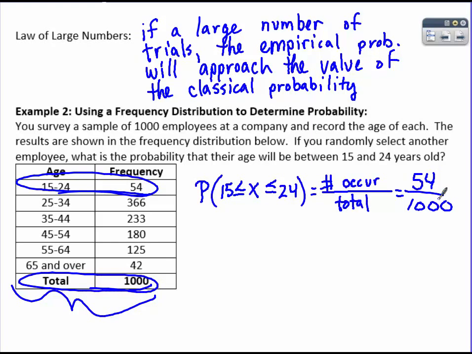It's going to break down to, I can say, at least 27 over 500. Probably not anything lower than that. If it does, that's great. You just let me know what it is, and maybe I'll give you an extra credit point. So that's example 2. So based off that, I know there's a 27 out of 500 chance that the next person I pick randomly will have an age between 15 and 24 years old.